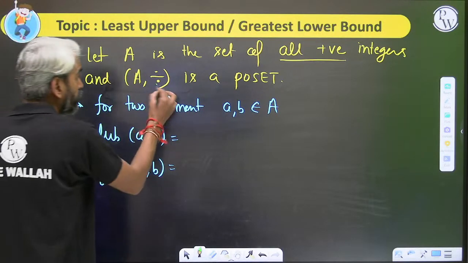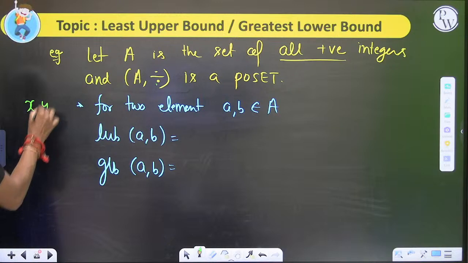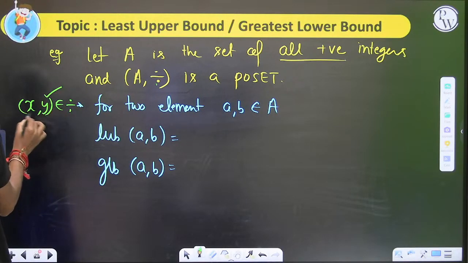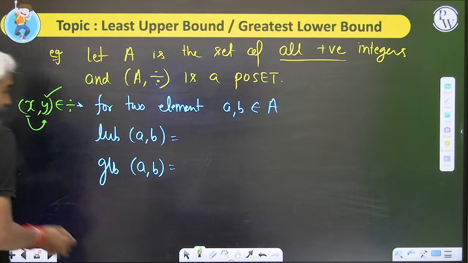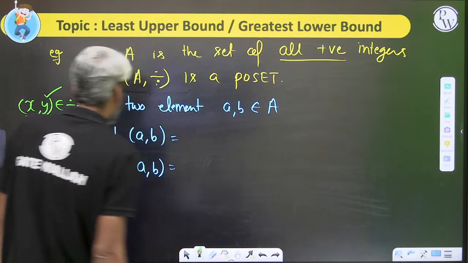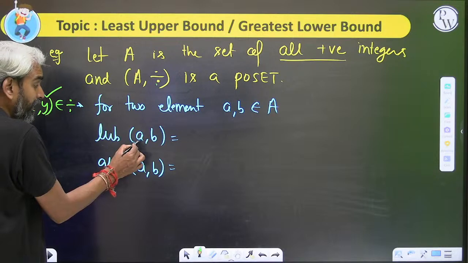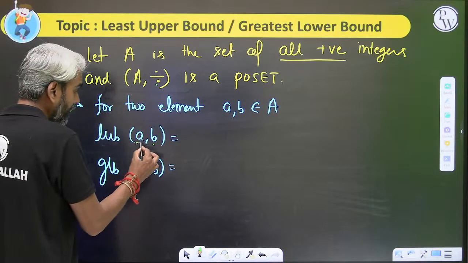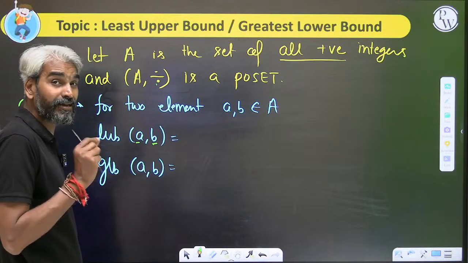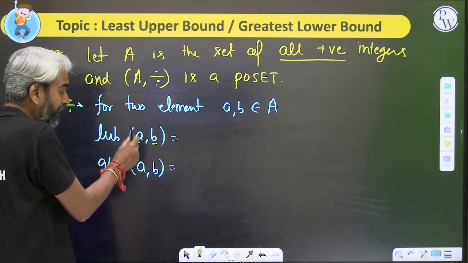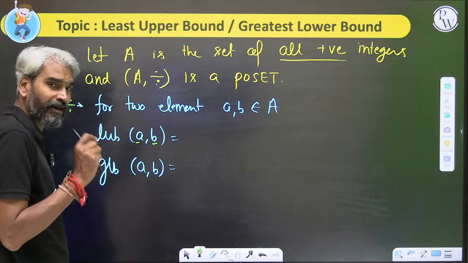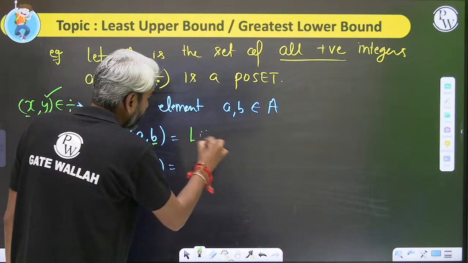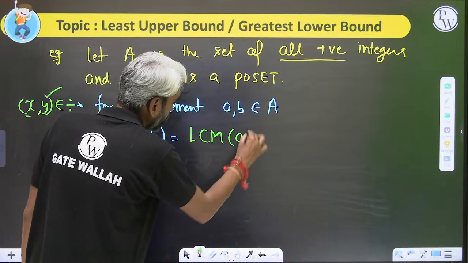With respect to division, if we say x comma y belongs to relation divides, then it will only happen when y is divided by x, that is, x divides y. So we are actually looking for an element which is divided by A as well as divided by B, and it is the least one. So the element which is divided by A as well as divided by B and is the least one will be the least common multiple of A and B. So can I define it as LCM of A and B?